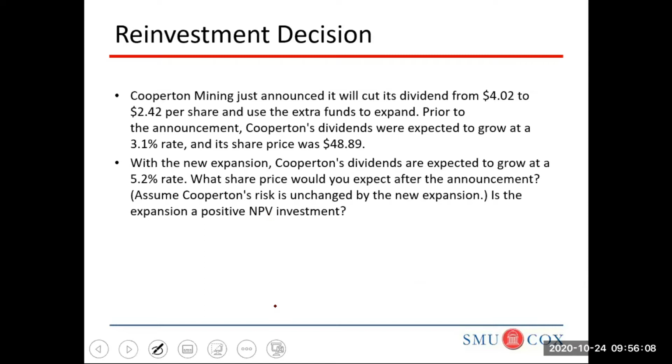So we'll continue with stock valuation. And this is questions about reinvestment decision. So let's kind of understand the problem. Cupertine Mining has just announced that it will cut its dividend from $4.02 to $2.42 per share, and it will use the extra funds to expand. Before the announcement, their dividends were expected to grow at a 3% rate, and its share price was $48.